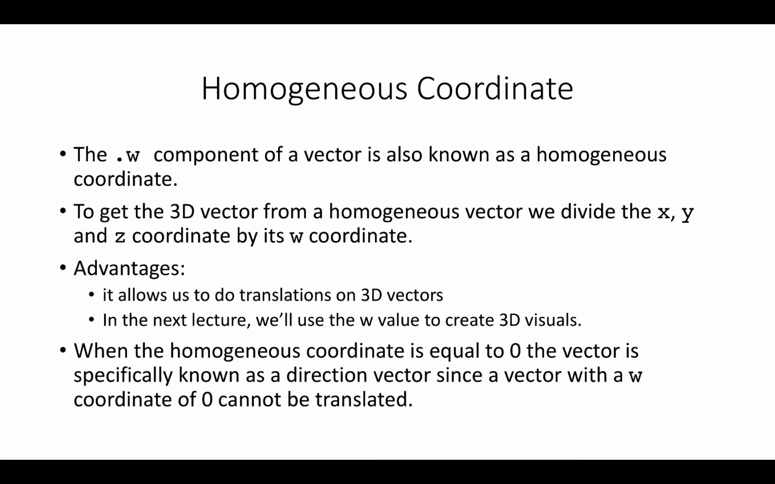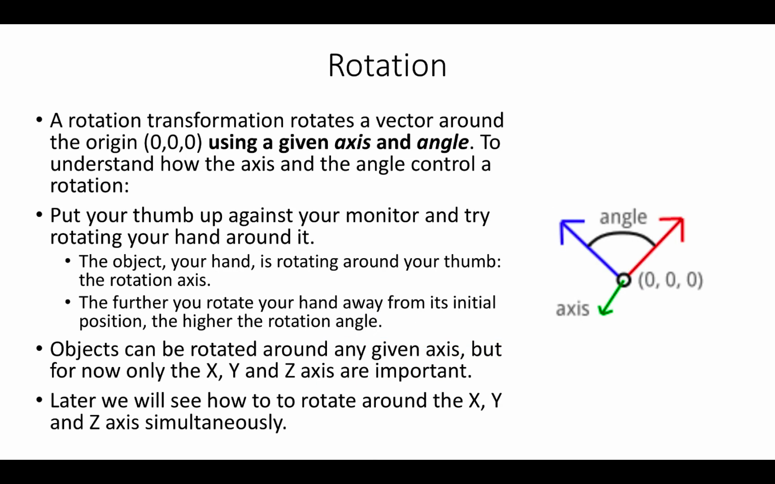Using homogeneous coordinates has several advantages. It allows us to do translation on 3D vectors. In fact, without a W component, we can't translate vectors. Also, in the next lecture, we will see that the W value is used to create 3D visuals, like the perspective projection. The last basic transformation we are looking at is rotation.